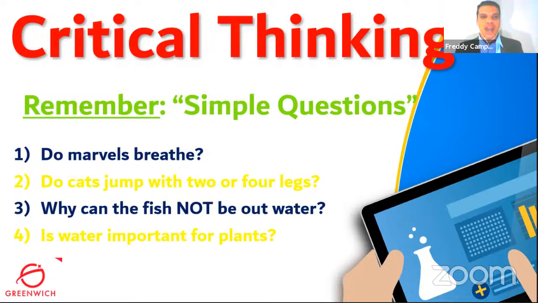Now, why can a fish not be out of water? Why is the complete environment of a fish to be in water, in the ocean, at the beach? Why is it not possible for the fish, in this case, to be out of water? And the last one: is water important for plants? So we can ask these types of questions to our students so we can involve them in any class that we are going to teach using science.